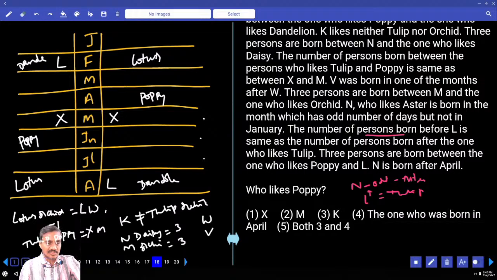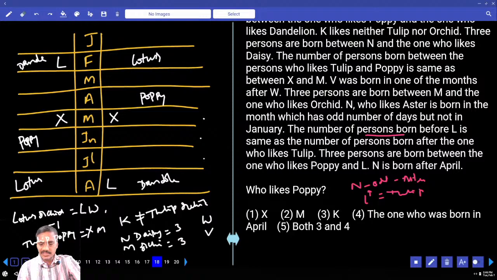And 3 persons born between L and this one, and the number of persons between lotus and orchid is in between L and W. Tulip and poppy, X and M. And K and tulip, and number of persons between N and daisy 3, M and orchid, there must be exactly 3.